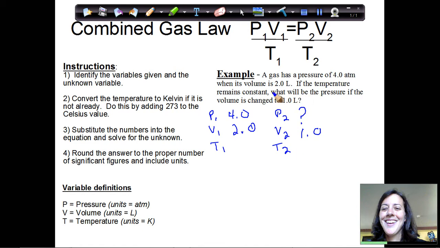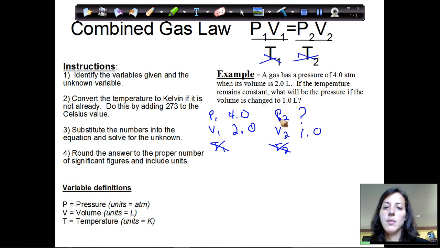The nice thing about the combined gas law is that if the temperature remains constant, or if the pressure remains constant, or if the volume remains constant, this really is just a ratio. So if that's the case, you can simply cross them out. Now they don't matter. So we cross them out up here as well. Now it's just the pressure times the volume equals the pressure times the volume.